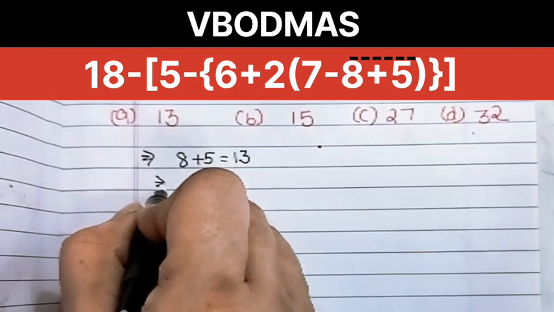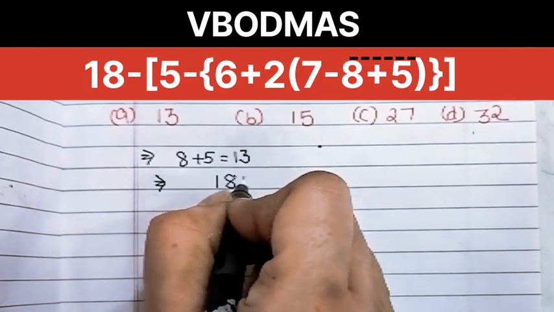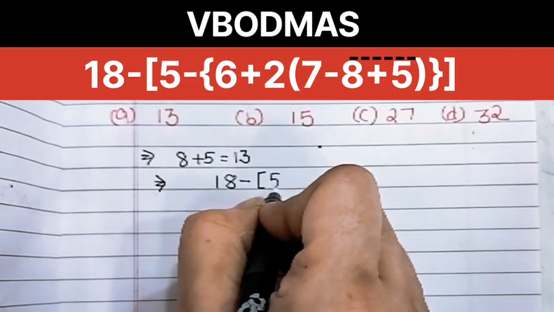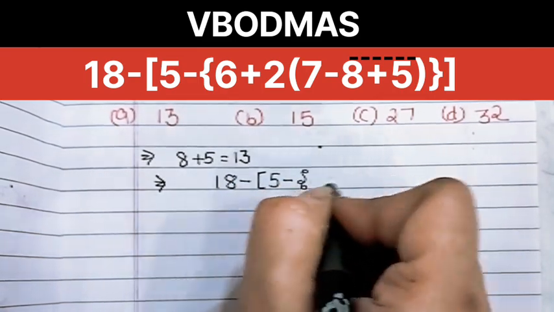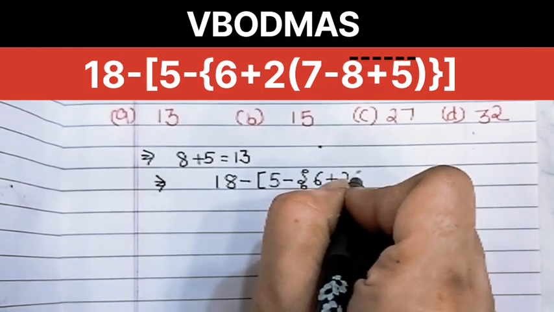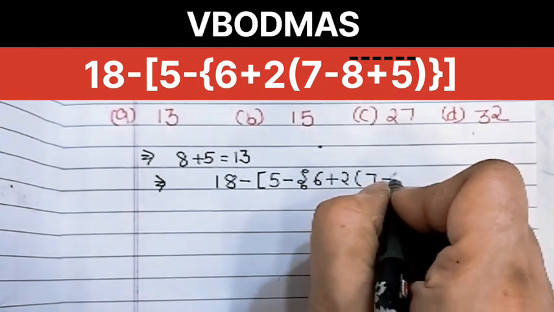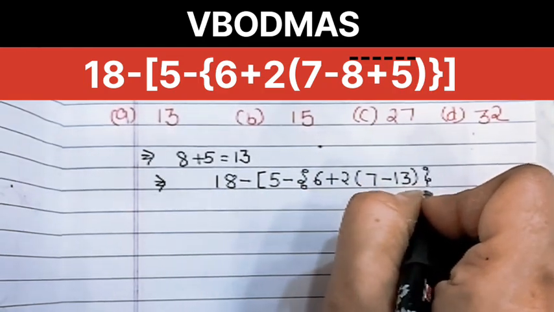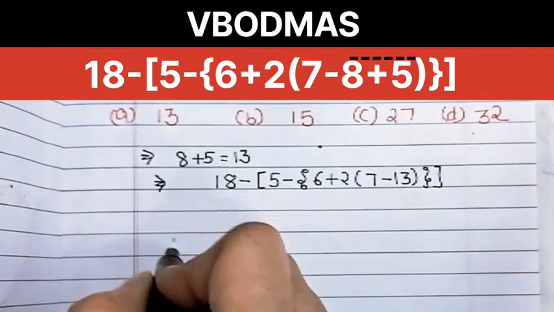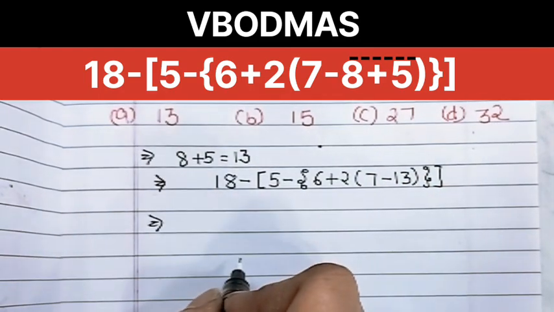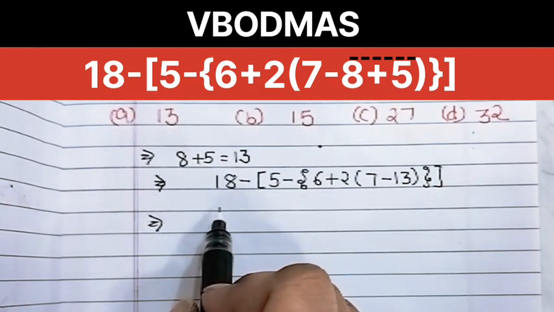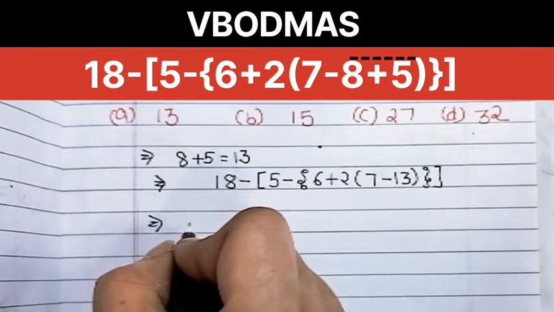Now you can see the expression becomes 18 minus square bracket 5 minus curly bracket 6 plus 2 and then simply 7 minus 13. Bar off. Second step says solve for the round brackets. Now solve for the innermost parenthesis, 7 minus 13.